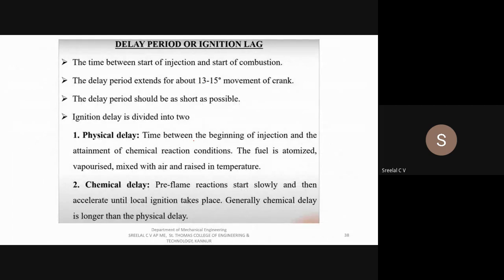So next one we discussed was the physical or the delay period. We discussed it earlier. Here, the delay period should be as short as possible. I was discussing why it must be very short: if the time delay of this particular stage is more, as a result, what happened? The knock in the CI engine arises.